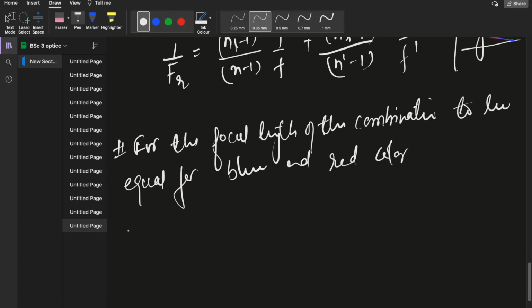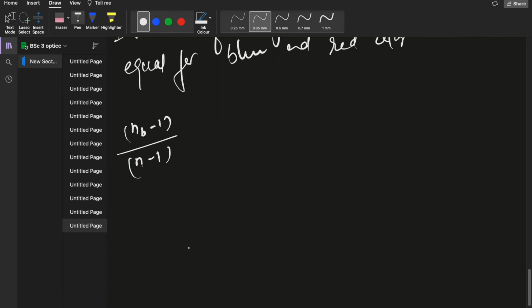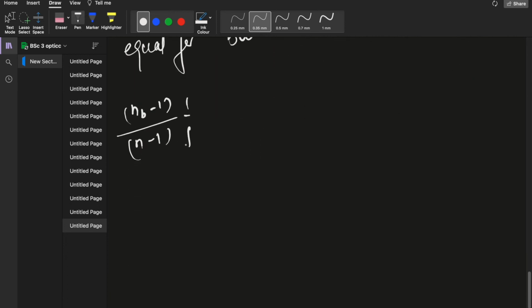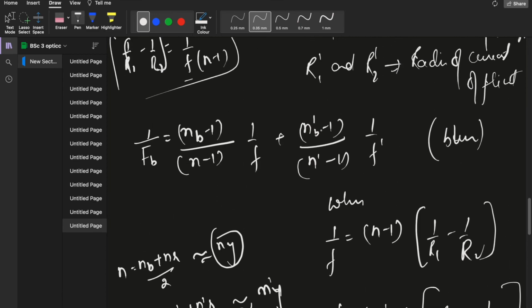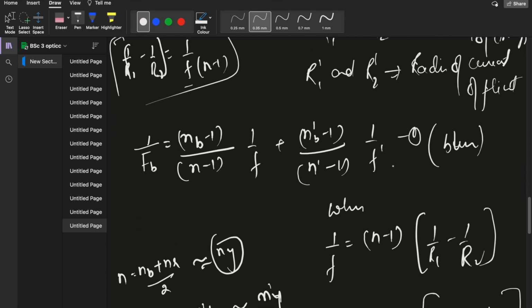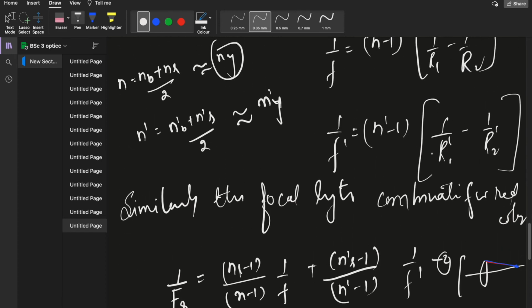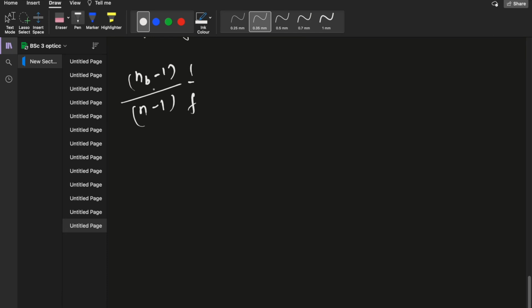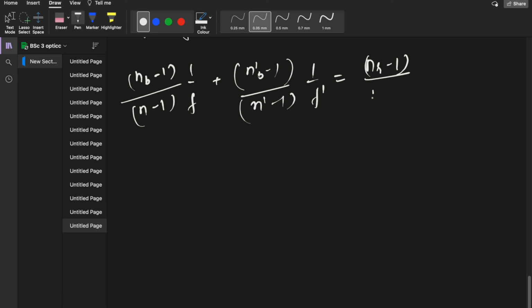So then for the blue one, (nB − 1)/(n − 1) is equal to 1/f. What we are doing is equating equation 1 and equation 2. So from equation 1, (nB − 1)/(n − 1) times 1/f plus (n′B − 1)/(n′ − 1) times 1/f′, for flint glass, must be equal to, for the red color, (nR − 1)/(n − 1) times 1/f plus (n′R − 1)/(n′ − 1) times 1/f′.